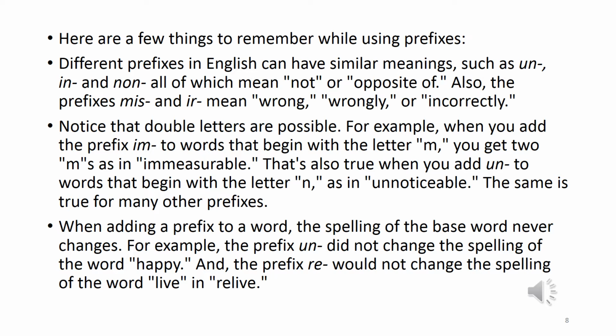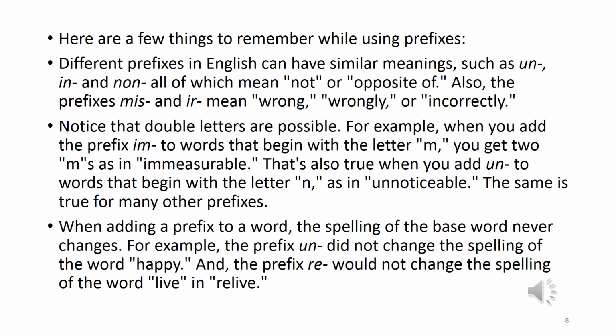Second thing, notice that double letters are possible. For example, when you add the prefix im to the words that begin with the letter m, you get two m's, as in immeasurable. That's also true when you add un to words that begin with the letter n, as in unnoticeable. The same is true for many other prefixes.